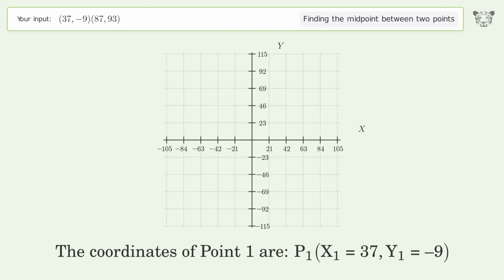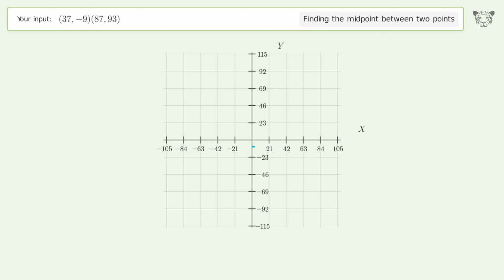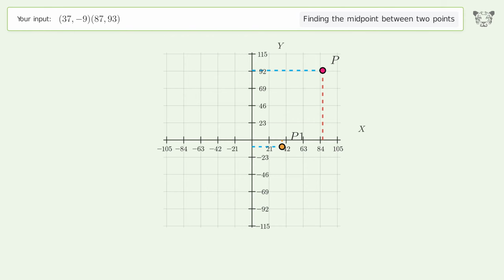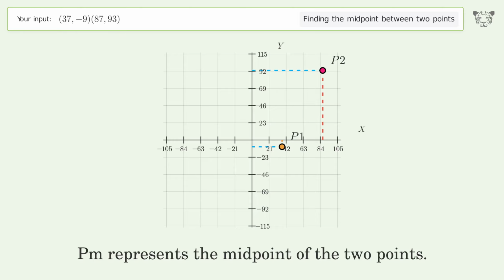The coordinates of point 1 are, x1 equals 37, y1 equals -9. The coordinates of point 2 are, x2 equals 87, y2 equals 93. PM represents the midpoint of the 2 points.